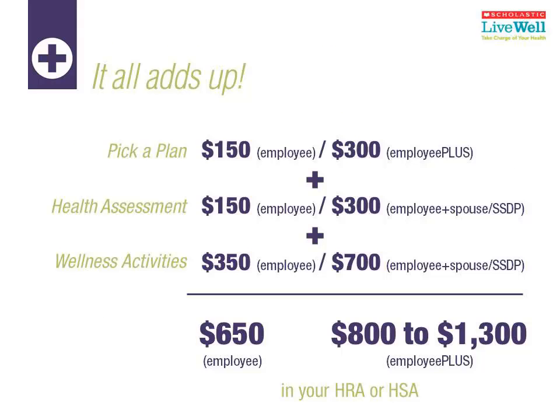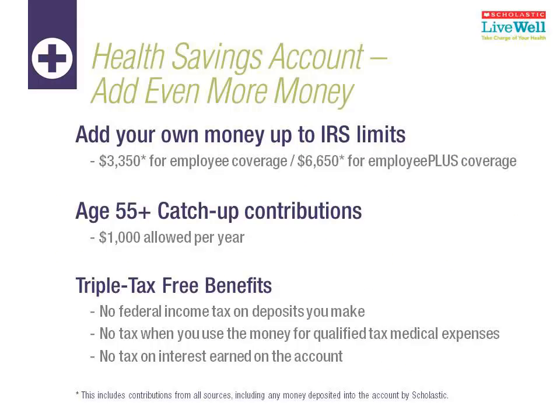If you elect the UHC Choice Plus POS with HSA, you have even more options to put money into your account. You can add your own money up to the maximum contribution limit set by the IRS for 2015. If you're 55 or older, you can add up to $1,000 a year extra to your HSA above the IRS limit. Plus, the HSA is triple tax-free. You pay no federal income tax on the deposits you make to your HSA. There are no taxes on the money you withdraw from your HSA for qualified medical expenses. Plus, any interest you earn on the money in your HSA is also tax-free.